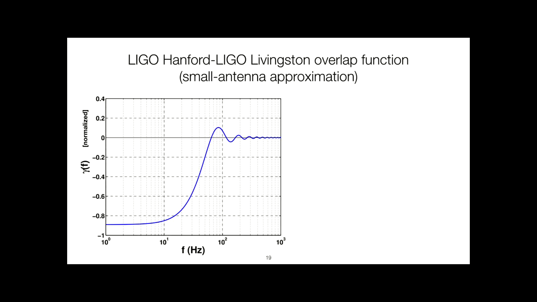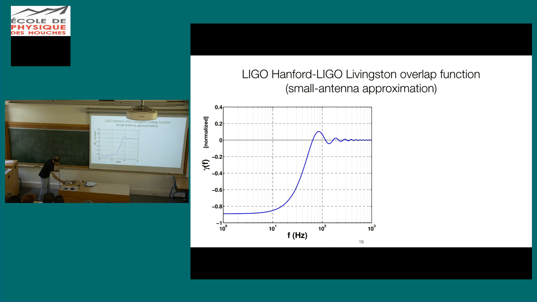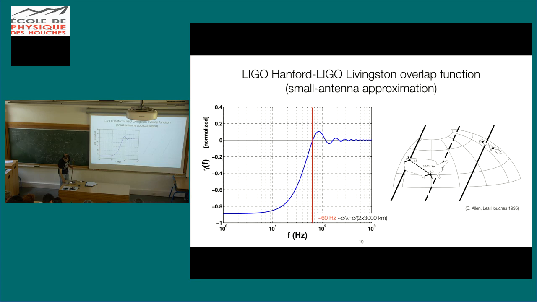Here's what you get if you take the two LIGO detectors, one in Hanford and the other in Livingston, working in the small antenna or long wavelength approximation. We're plotting things here on a logarithmic scale, so the log frequency goes here. What you note is that you have a large negative value. That's the first thing to note, and that's because the interferometers are rotated relative to one another by 90 degrees, so they're not exactly aligned. One is rotated by 90 degrees relative to the other, so that's the reason why there's a minus sign here.